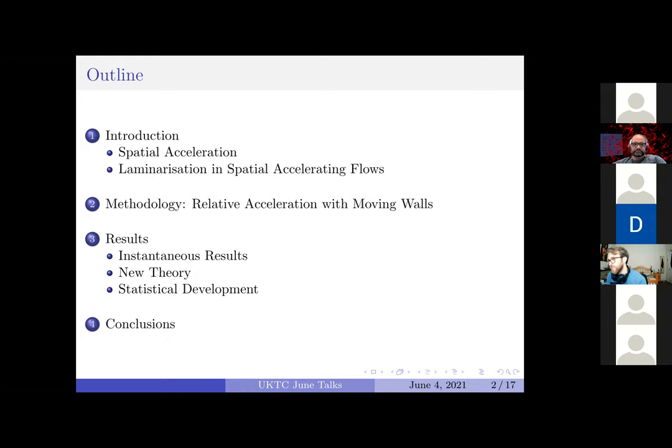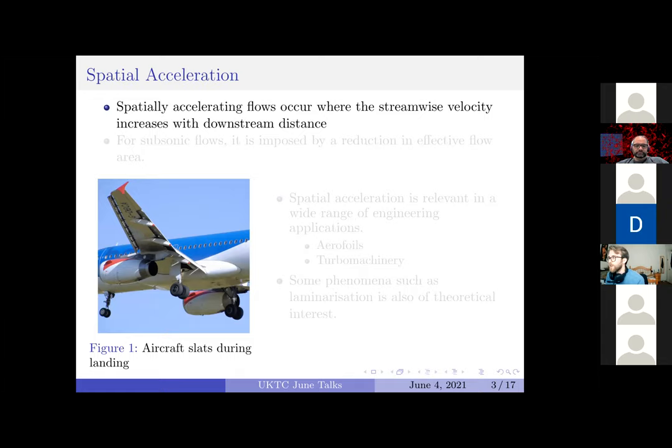And then I'll be discussing this new approach to simulating these flows, and then I'll be discussing the results and proposing a new theory to try and explain the development of the flows. So first of all, what is spatial acceleration? Broadly speaking, this occurs when the streamwise velocity increases with downstream distance, and for subsonic flows, it is typically imposed by reducing the effective flow area.